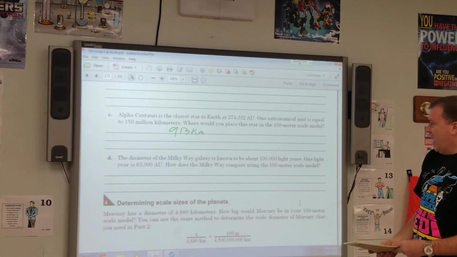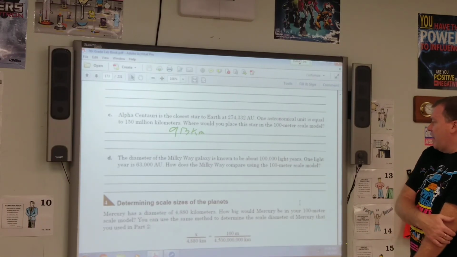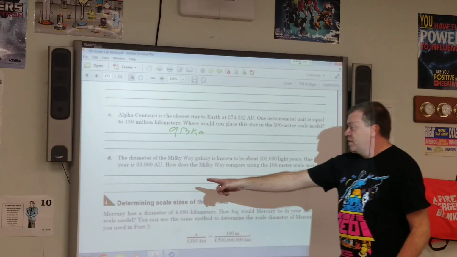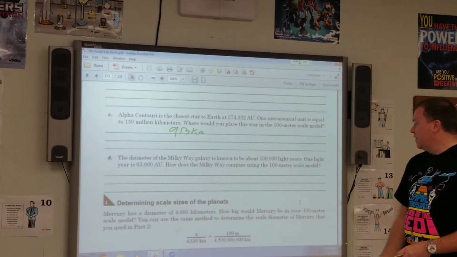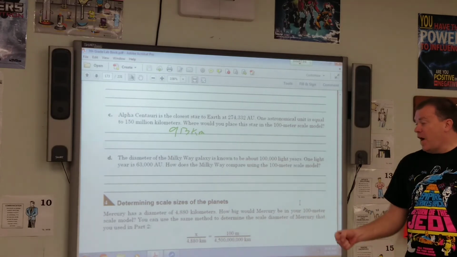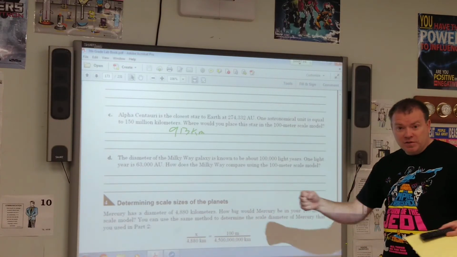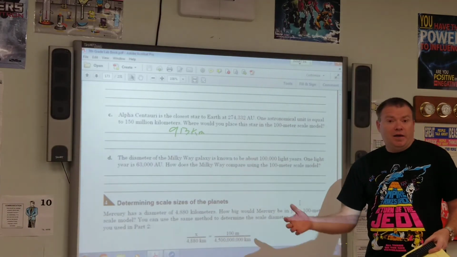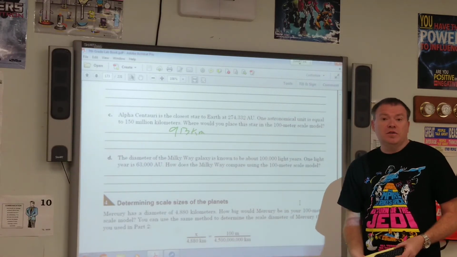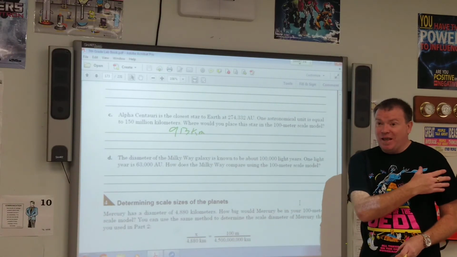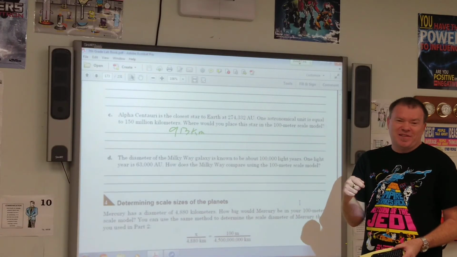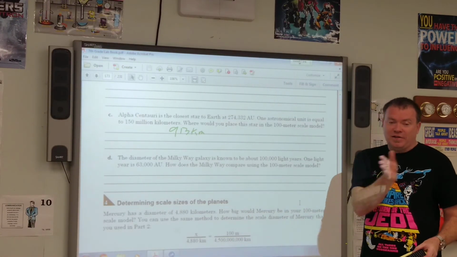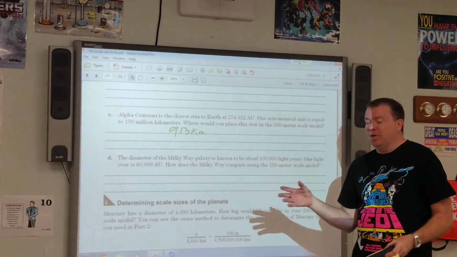Question D. The diameter of the Milky Way galaxy is known to be about 100,000 light years. 1 light year is equal to 63,000 AU. How does the Milky Way compare using the 100-meter scale model? So if I were to put poles apart representing how big across our whole galaxy is at that same scale of 100 meters outside. So again, assuming that the sun was at one end of the galaxy, and I'm going to the other, but it's not, but whatever.